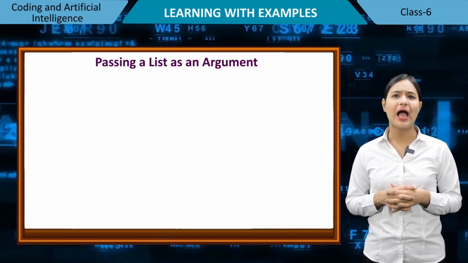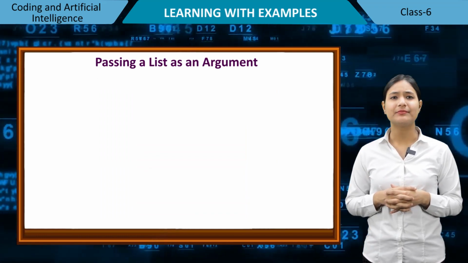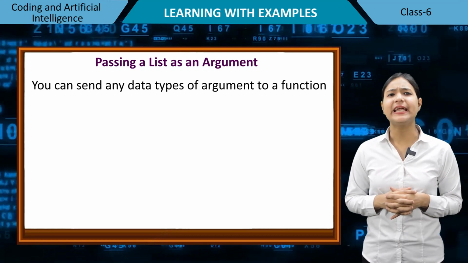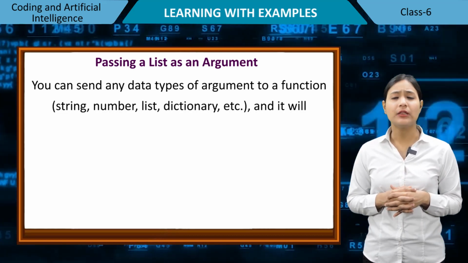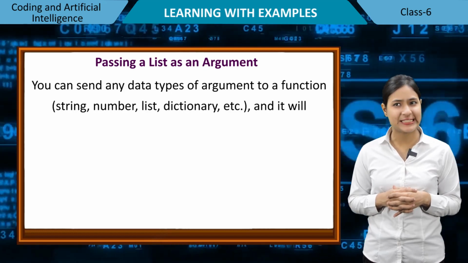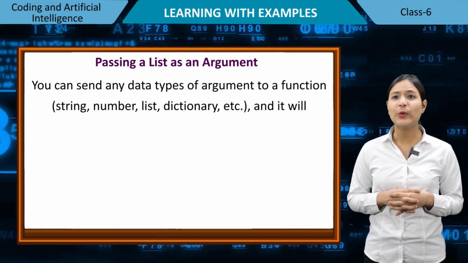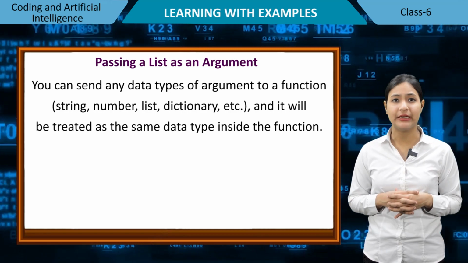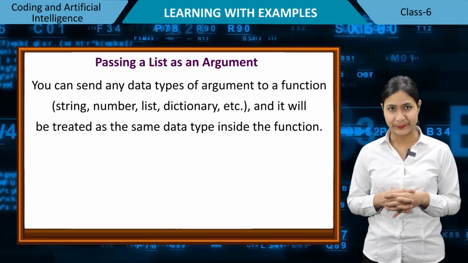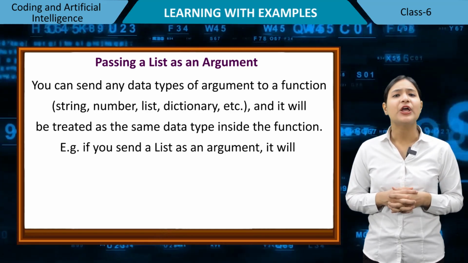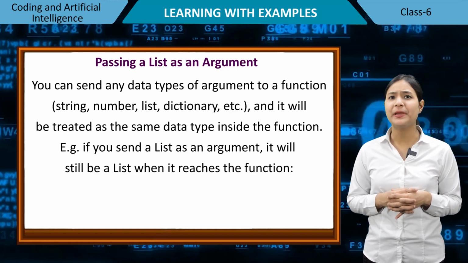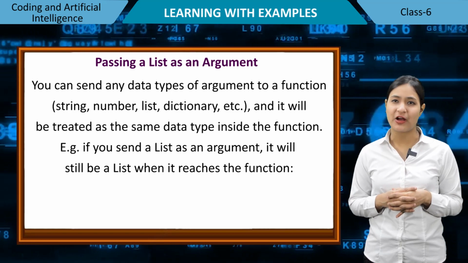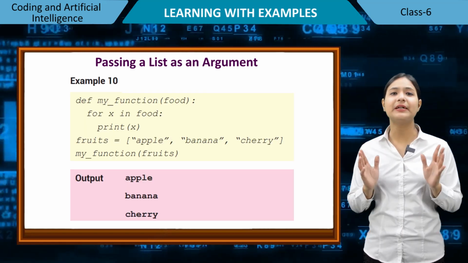Passing a list as an argument. You can send any data types of argument to a function: string, number, list, dictionary, etc. And it will be treated as the same data type inside the function. For example, if you send a list as an argument, it will still be a list when it reaches the function. Example 10.